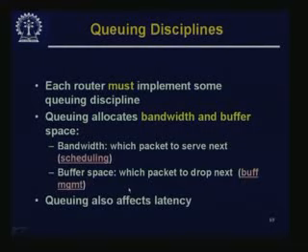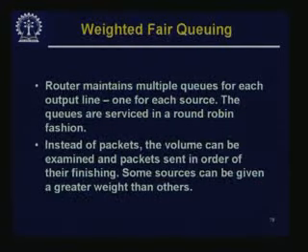Each router must implement some queuing discipline. Queuing allocates bandwidth and buffer space. So, bandwidth is which packet to serve next, and buffer space is which packet to drop next. One thing which is very widely used is weighted fair queuing. The router maintains multiple queues for each output line, one for each source. The queues are serviced in a round robin fashion.